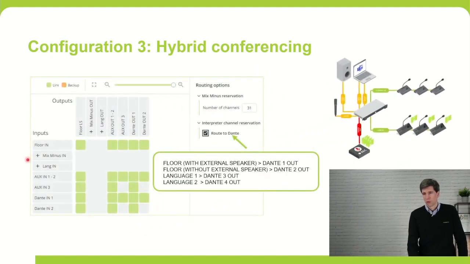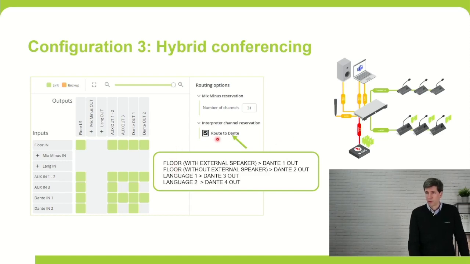Yes. So we have a similar routing as in the previous one, but now we see that for auxiliary input 1 and 2, and also for Dante input 1, we route this towards both the speakers of our units, as well as the auxiliary outputs and the Dante outputs. And it's only auxiliary input 3 and Dante input 2 that do not go to the far end. So in that way, you can easily combine remote conferencing with external loudspeakers or external inputs from microphones.